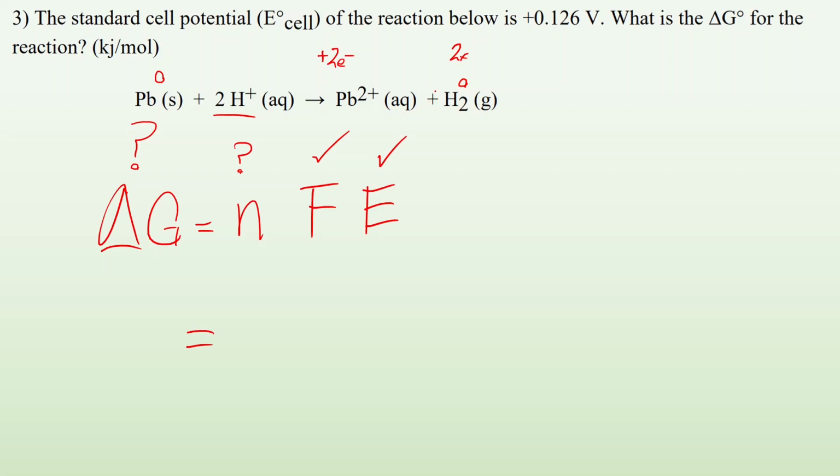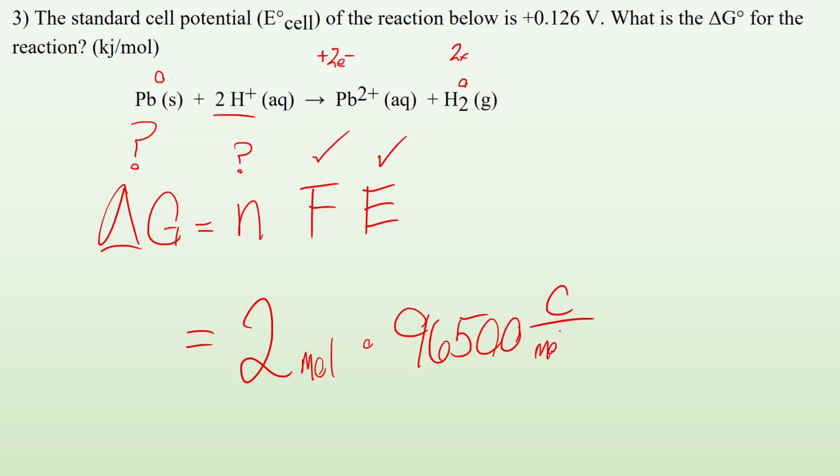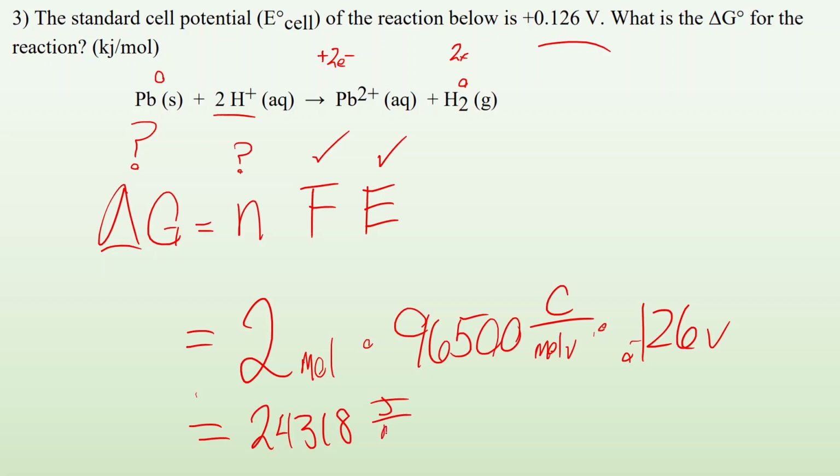Pb is losing 2 electrons, and each of those hydrogens is gaining 1, and there's 2 of them. So there's 2 moles of electrons being exchanged. Now, the F, the Faraday constant, is 96,500 coulombs per mole volt times 0.126 volts, positive 0.126 volts. So when we multiply all that together, we end up with 24318 joules per mole. Now we've got to do sig figs and also convert to kilojoules because they specified kilojoules.